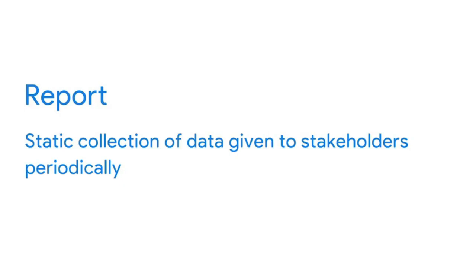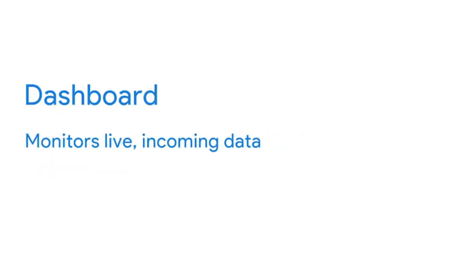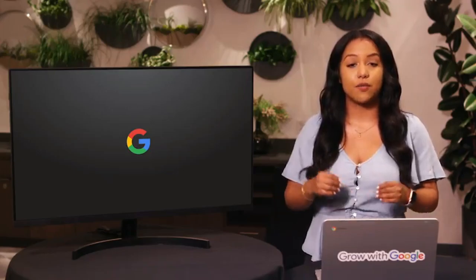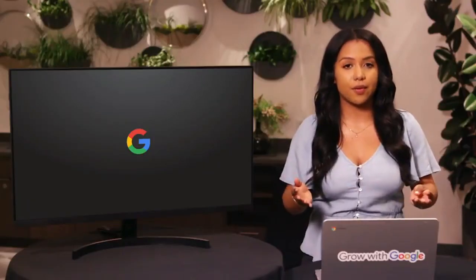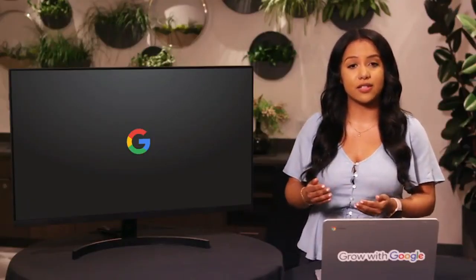A report is a static collection of data given to stakeholders periodically. A dashboard, on the other hand, monitors live incoming data. Let's talk about reports first. Reports are great for giving snapshots of high-level historical data for an organization. For example, a finance firm's monthly sales.